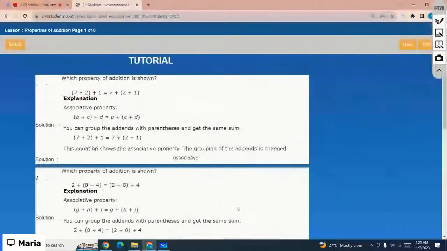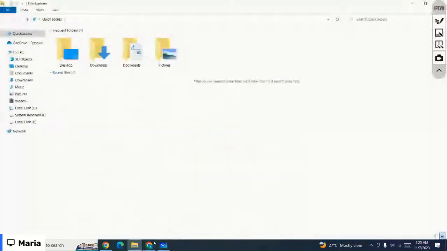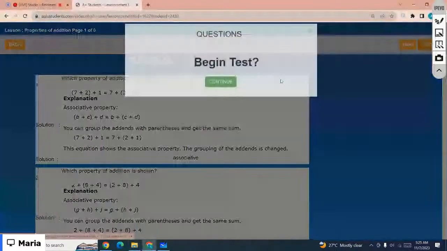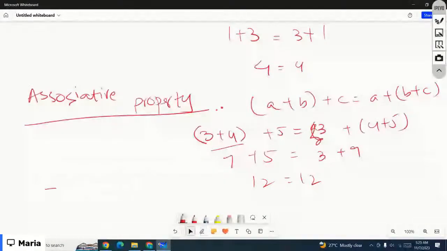Okay, let's just start with the practice questions. We have a zero property also. The zero property means if you add zero to any number, the number stays the same. The next property is the zero property.